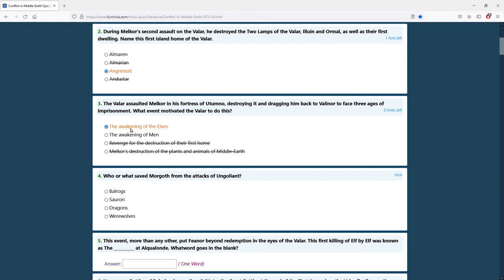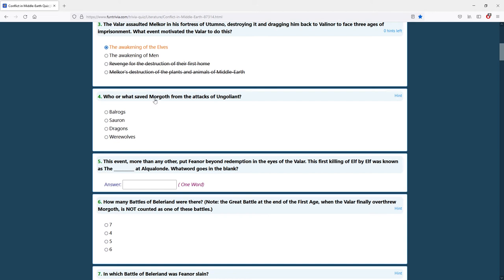Question number four. Who or what saved Morgoth from the attacks of Ungoliant? Balrogs, Sauron, dragons, and werewolves. Yes, Ungoliant rebels against Morgoth, and I don't have any hints left. I think it's Balrogs. Yeah, the Balrogs save him.